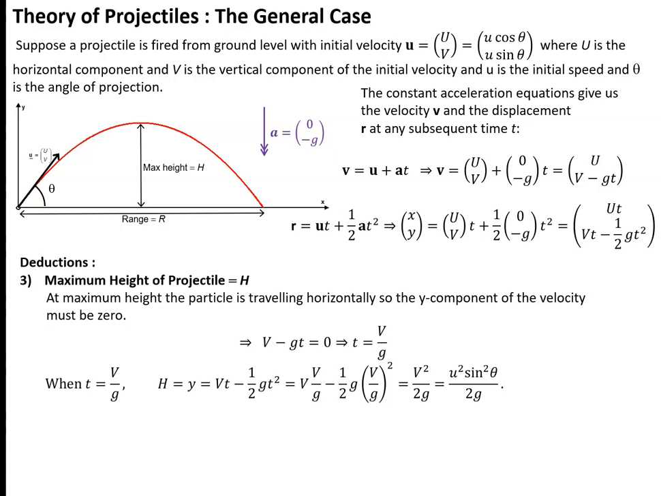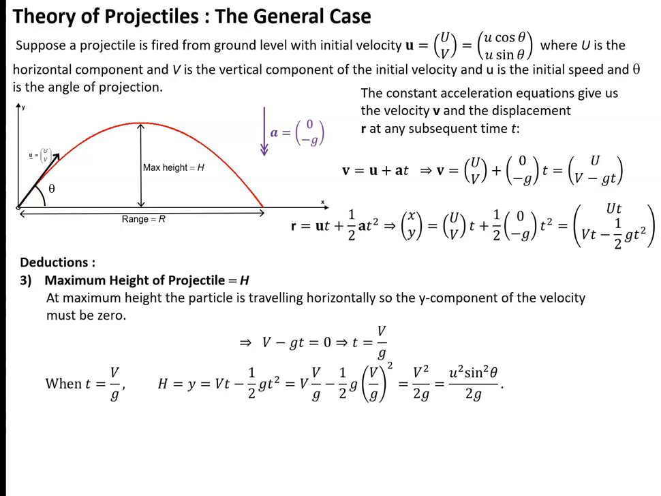When t is equal to V over g, then the y coordinate is the value of H, but we know the y coordinate is equal to Vt minus a half gt squared, so in this case that is V times by V over g minus a half g times by V over g squared. Now looking at that expression, what we've got is V squared over g minus V squared over 2g, which simplifies to V squared over 2g.